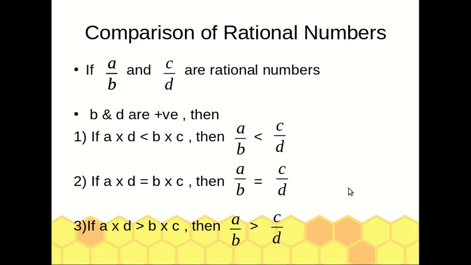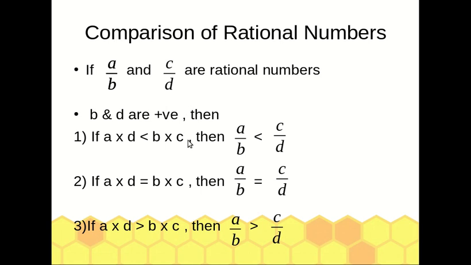Now we are comparing two rational numbers, means which is greater, which is smaller, are they equal? This we have to show by using these three rules. Suppose A upon B and C upon D are rational numbers and B and D are positive, means they should not be 0 or negative.